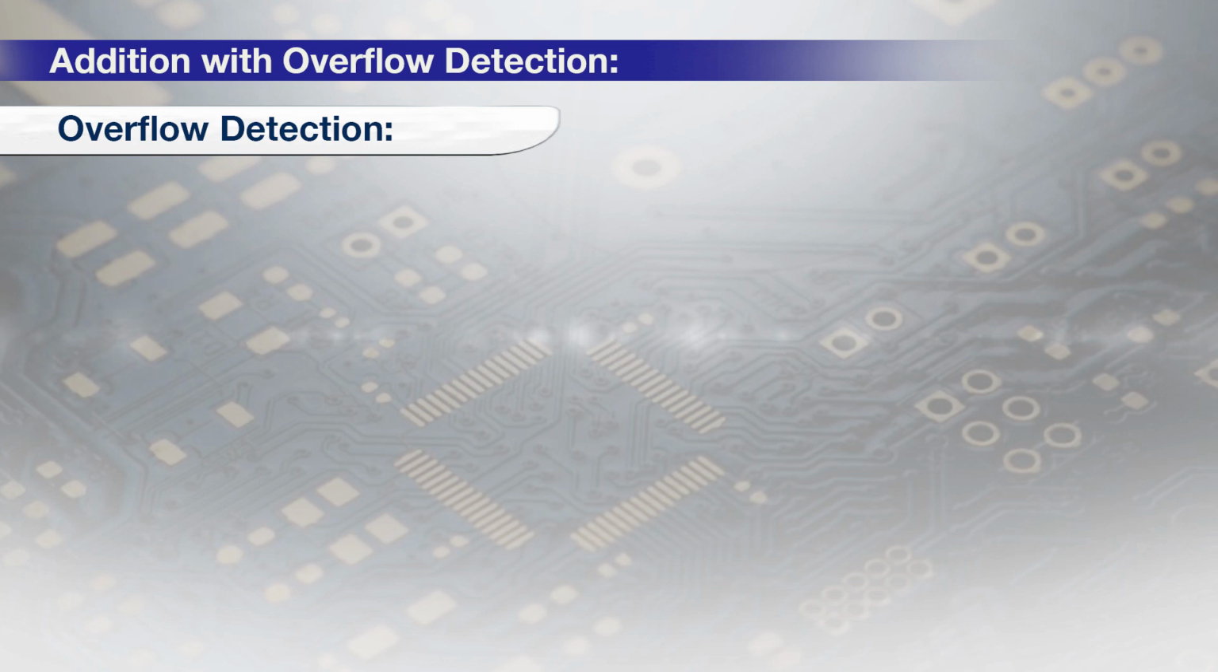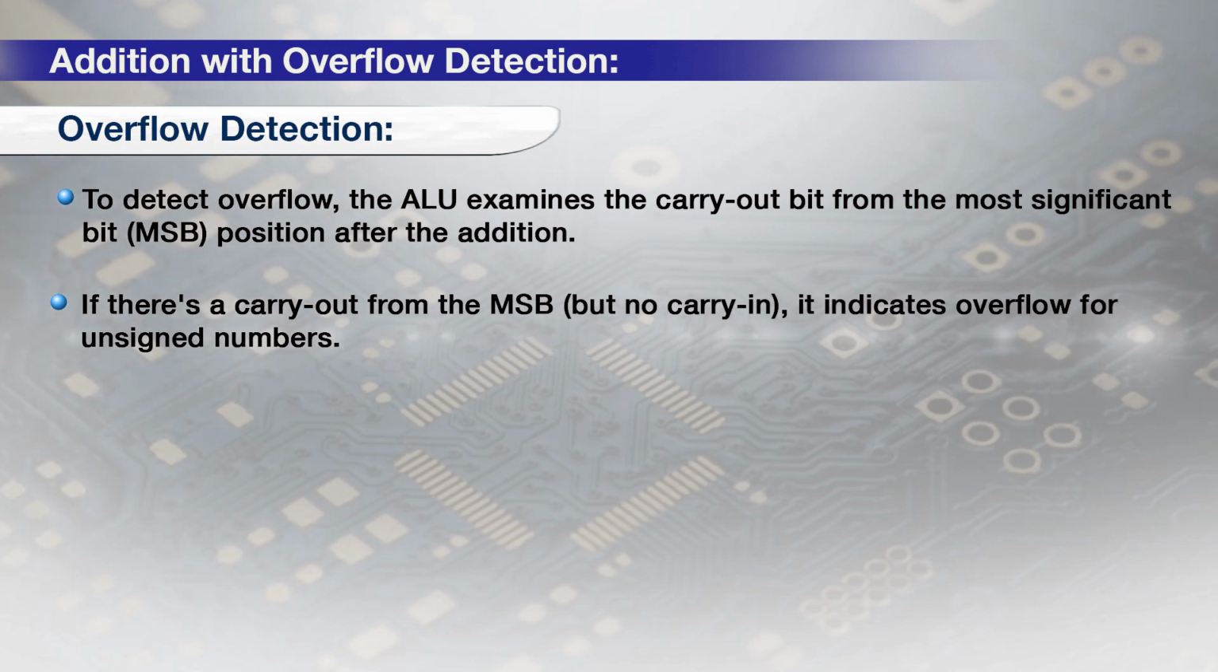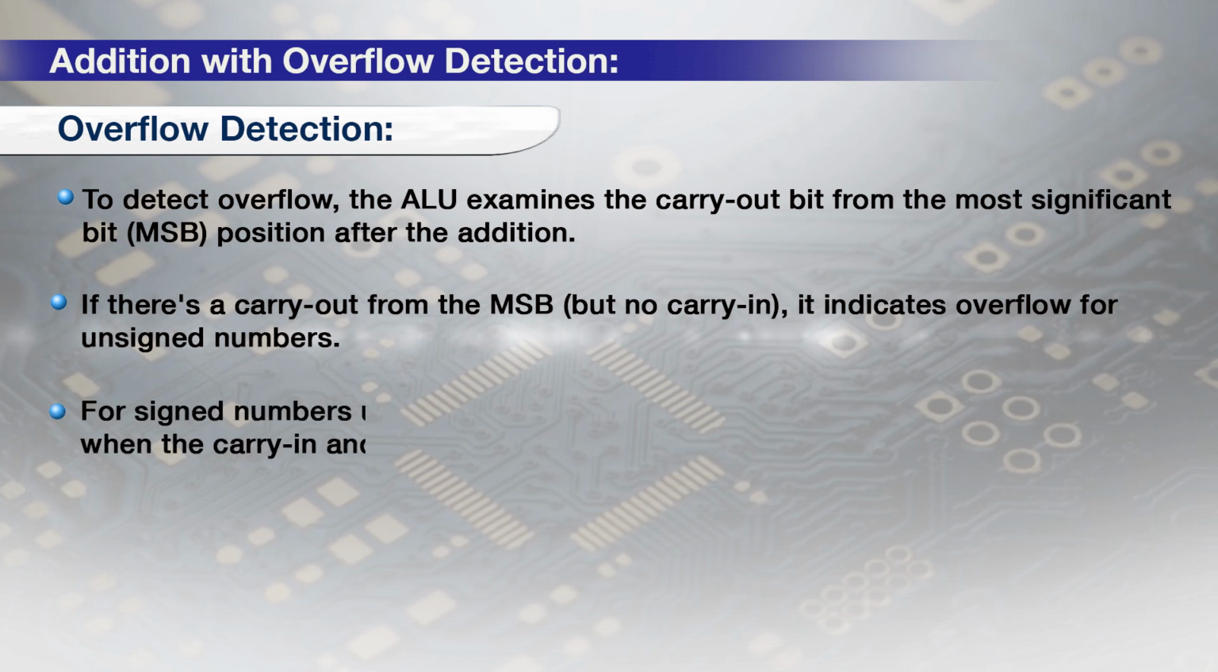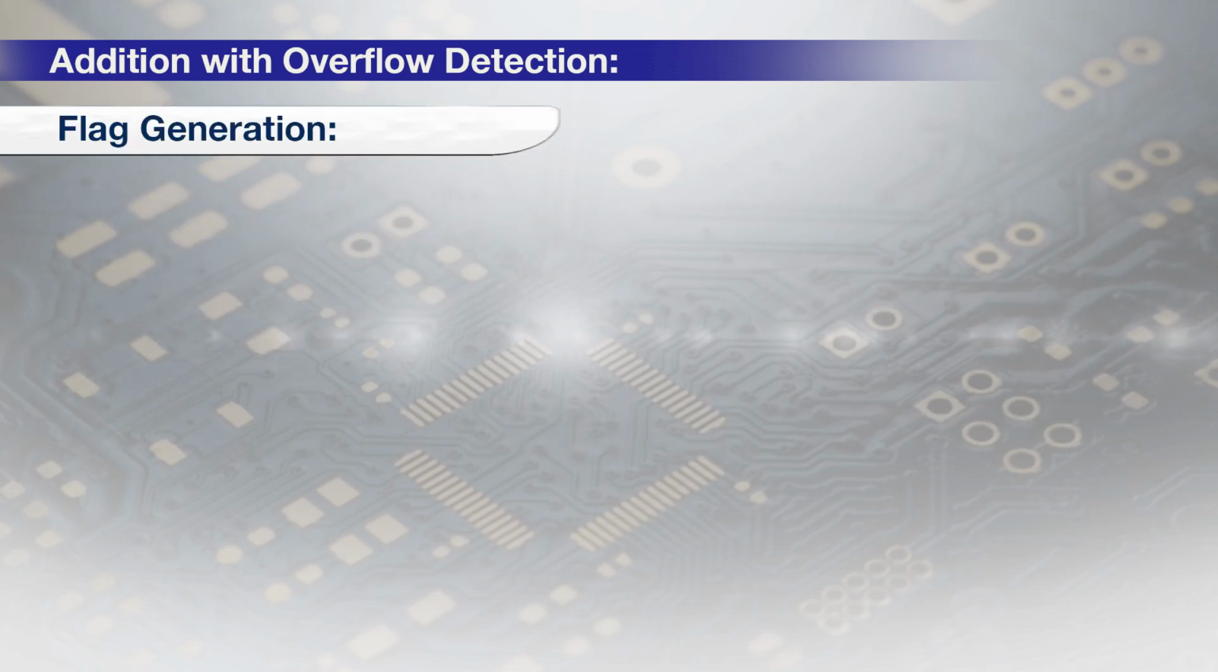Overflow detection. To detect overflow, the ALU examines the carry out bit from the most significant bit, that is the MSB position, after the addition. If there is a carry out from the MSB but no carry in, it indicates overflow for unsigned numbers. For signed numbers, using 2's complement representation, overflow occurs when the carry in and carry out of the MSB differ.